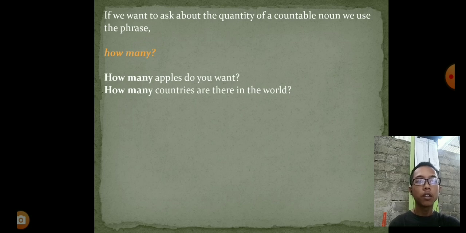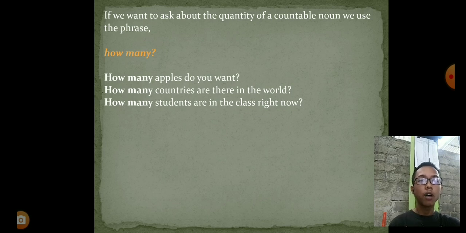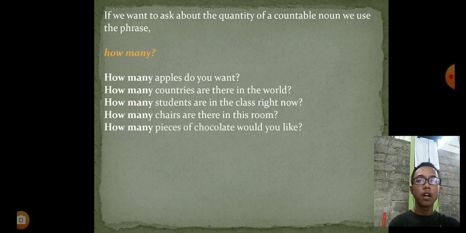How many countries are there in the world? Yeah, it's so many, but you can count the countries. And then, how many students are in the class right now? For example, there are 40 students in the class. So you can count the students, the total students in the class. And then how many chairs? How many pieces of chocolate would you like?